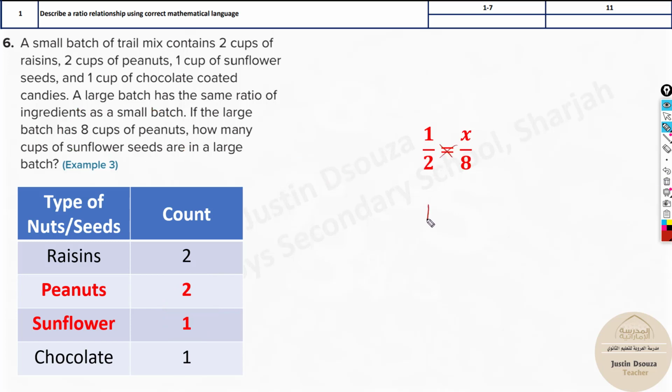We can just do cross multiplication. 1 by 2 multiplied by 8 equals x. 2 1 time, 2 4 times, 4 equals x. That is the answer. So it is 4 cups of sunflower seeds will be there if there are 8 cups of peanuts for this ratio.